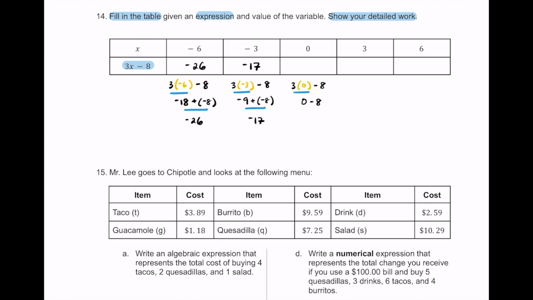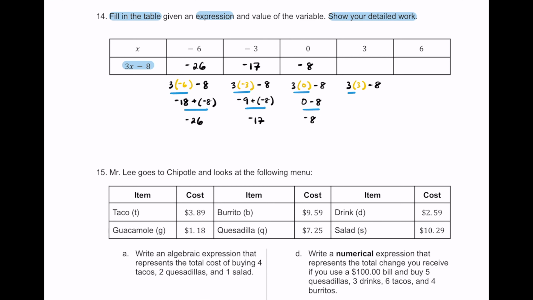0 minus 8, that one's a little bit less work. That's going to equal negative 8. So let's go ahead and put that in as the value of this expression when x is equal to 0. Next, we can see that x is 3 now. So we're going to substitute 3 into this expression. So 3, we're going to now multiply by 3. And then let's take away 8 here.